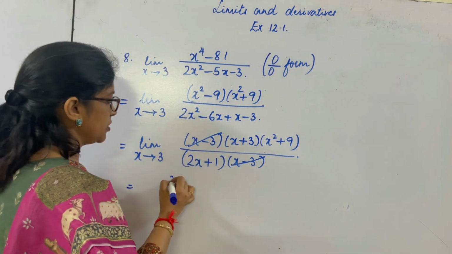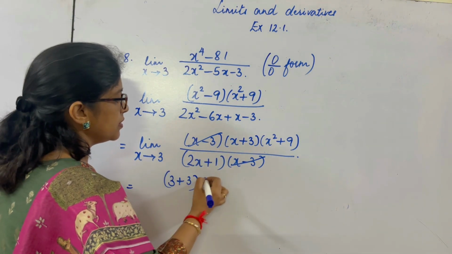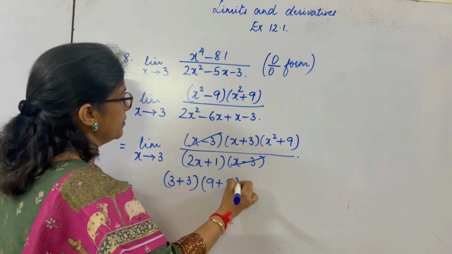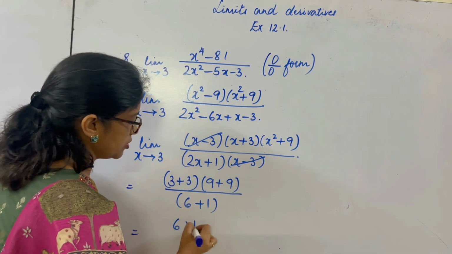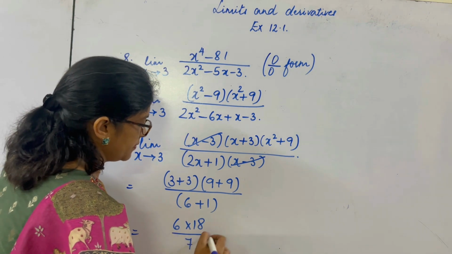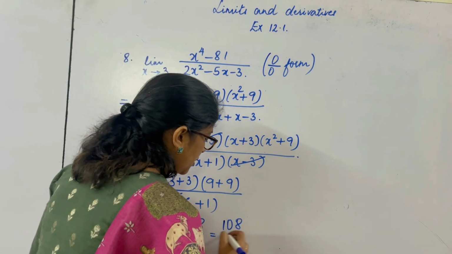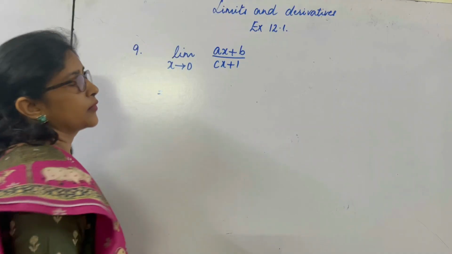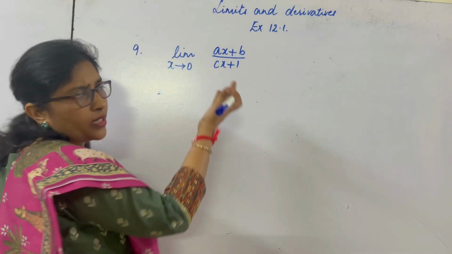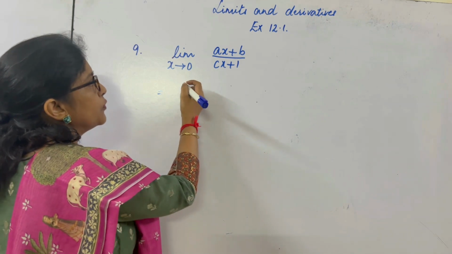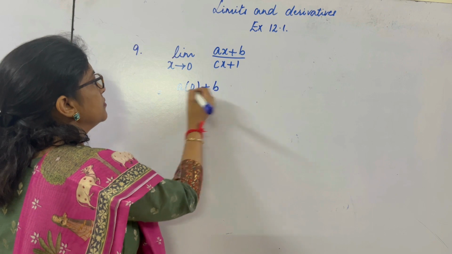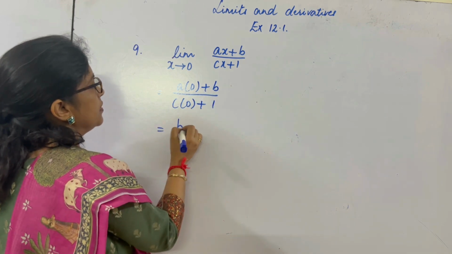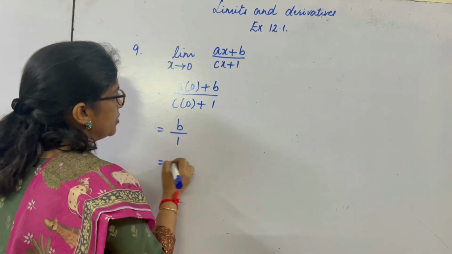Now, substitute 3 in place of x. Okay, so that is how much? 6 into 18 upon 7. 108 upon 7, right? Okay. In this one, if you substitute x as 0, it is no more a 0 by 0 form. Directly substitute x as 0, and that is b by 1, or rather b.